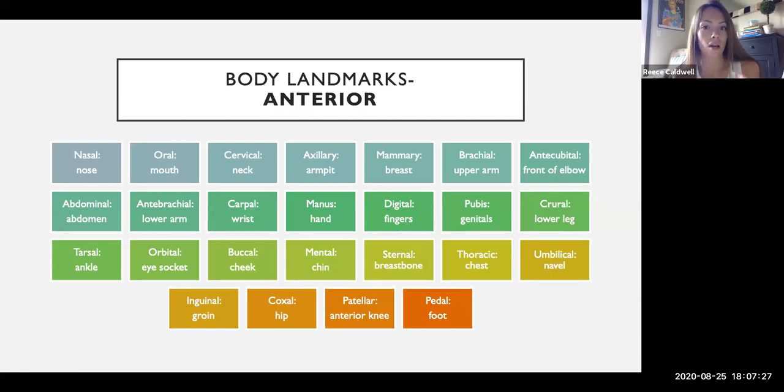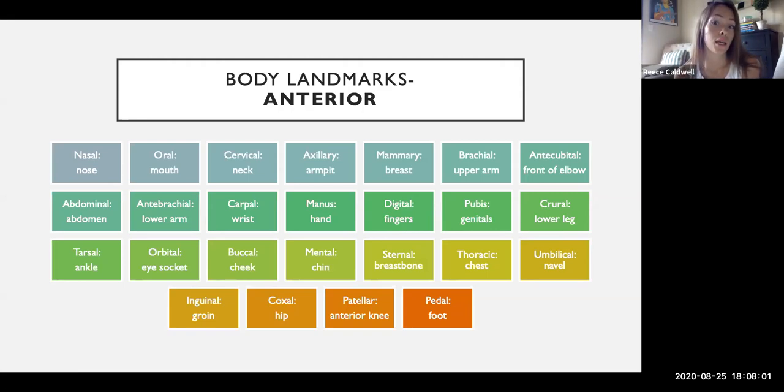So these are the anatomical terms for our body's landmarks. Currently we're in the anterior view, and we'll get to the different body terms in a second, but anterior means front. So these are all the ones in the front. So nasal is nose, y'all know that, oral is mouth, cervical is neck, axillary is armpit. You might not know that one, but I'd get used to hearing it. Axillary is armpit. You can think, whenever someone has bad BO coming from their armpits, they need some axillary armpit.